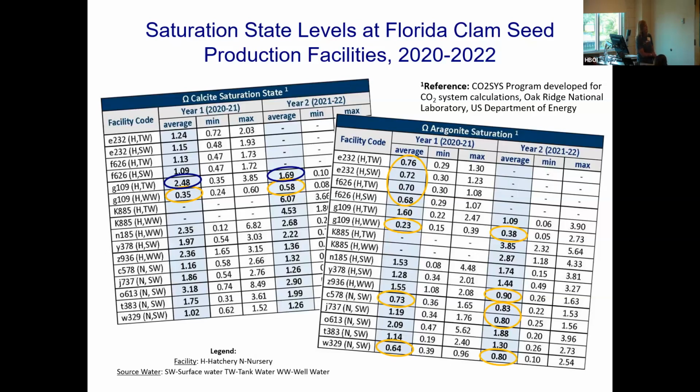For nurseries that are using surface water, what else are you going to use for nurseries? And you see lower aragonite levels. I don't think that's as concerning because at that point in time, juveniles are able to use calcite to continue to build their shell, which is readily available and into adulthood.